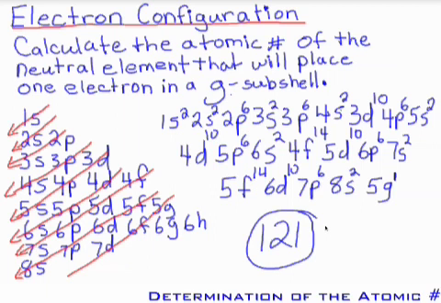Well, remember, to be a neutral element, you must have in the nucleus a number of positive charges equal to negative charges. If this electron configuration is the number of negative charges I have, then it must equal the number of protons in the nucleus. The number of protons is the atomic number. Hence, the atomic number for the neutral element that will put 1 electron in the G subshell is 121. Now take a look at your periodic table.